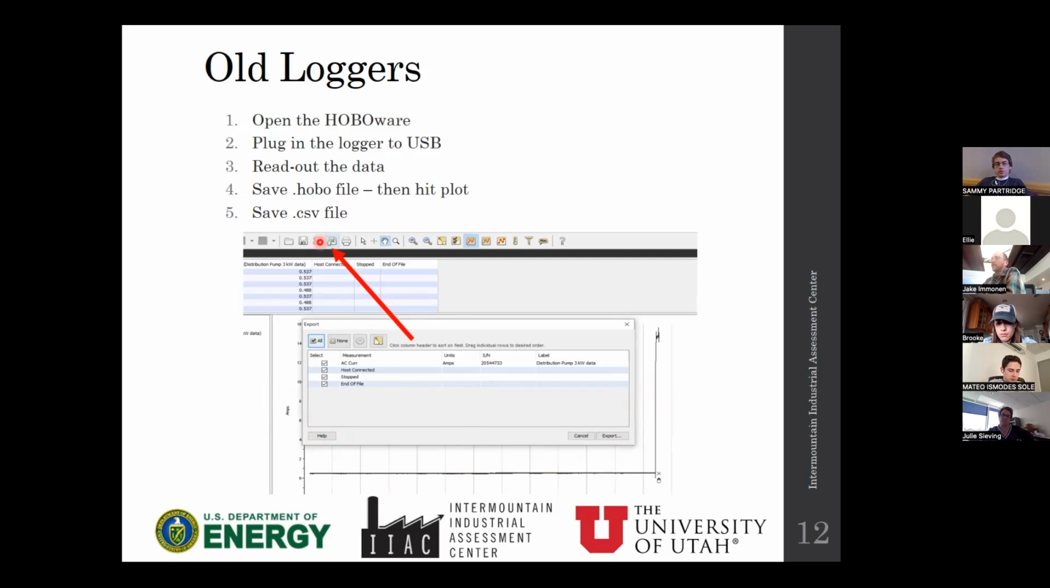But I recommend always exporting it to Excel or Python, whatever. I think Excel is better, but whatever you want to do. To do that, you hit this little Excel button, and then you can save it as a CSV file and then open it up in Excel or import it and do something with Python.